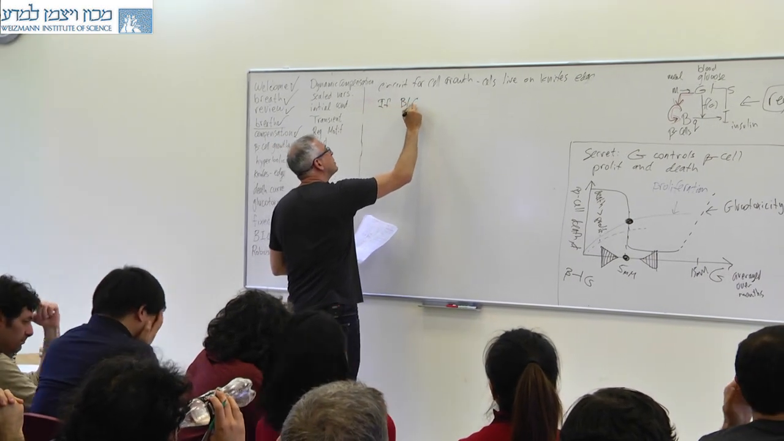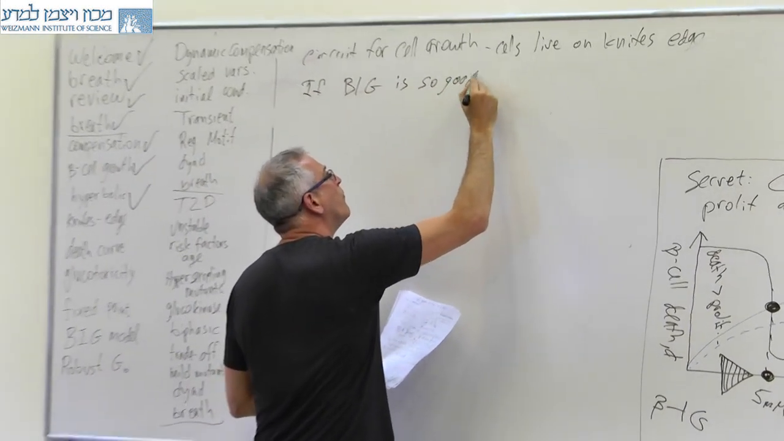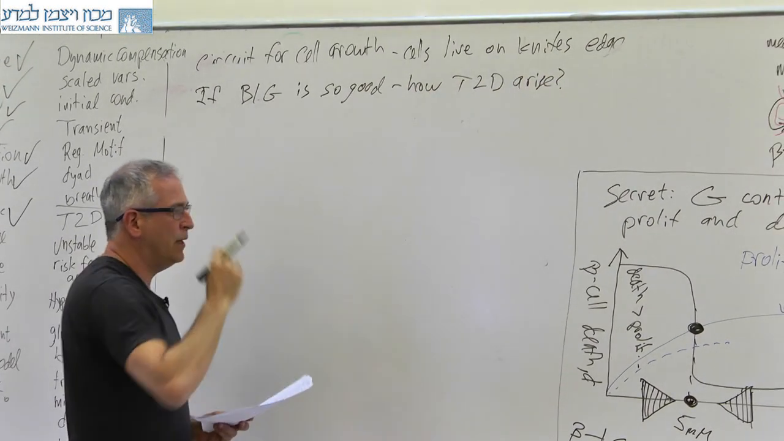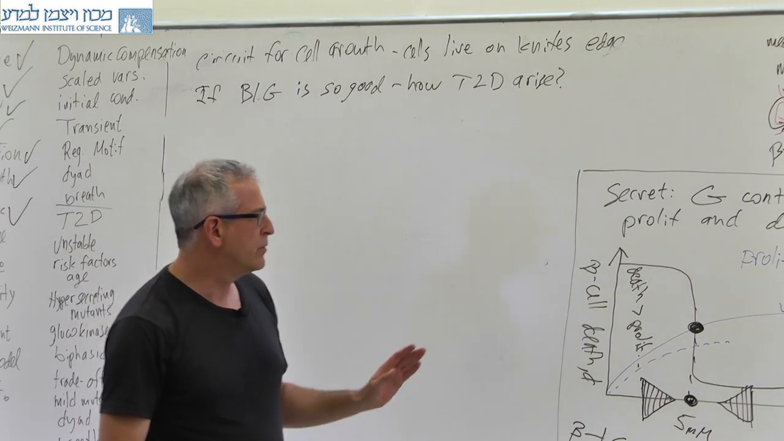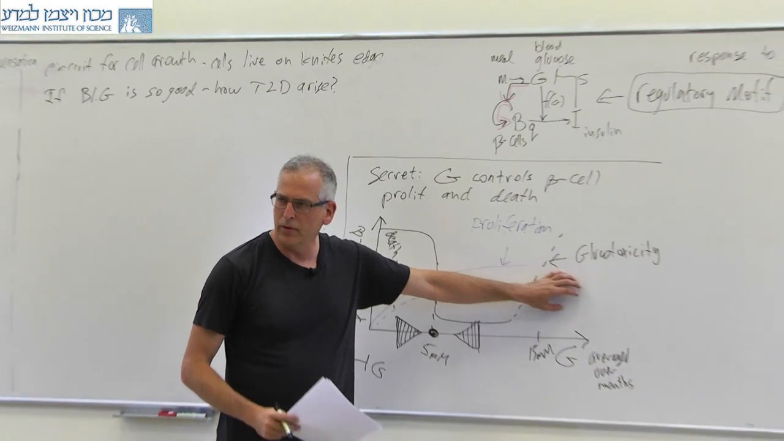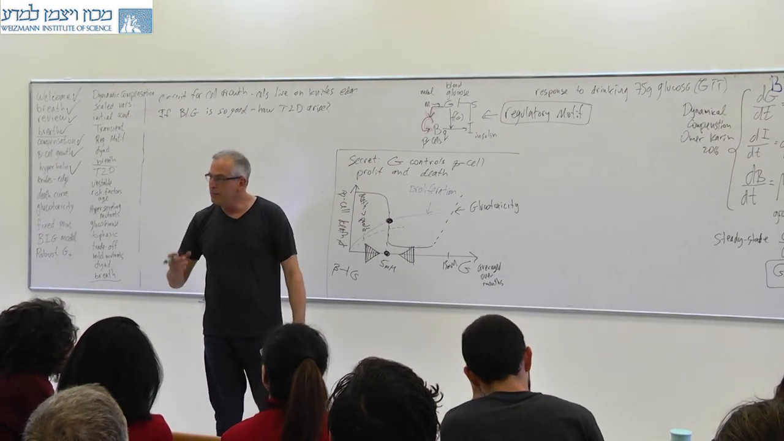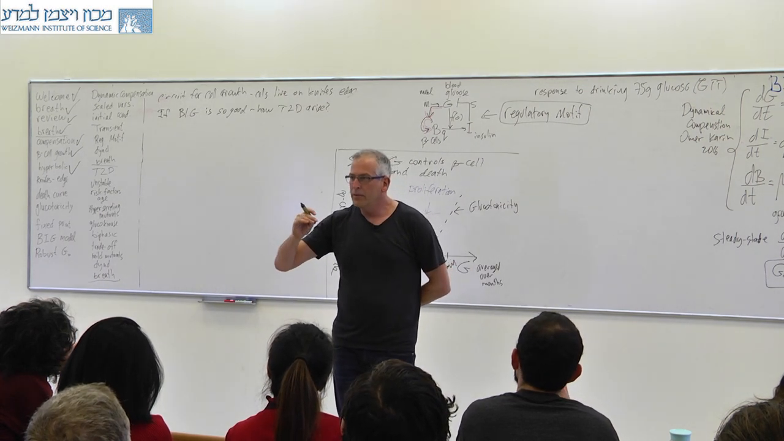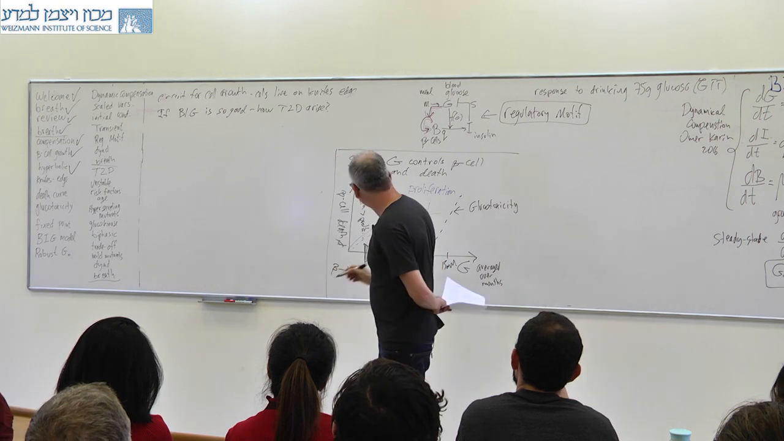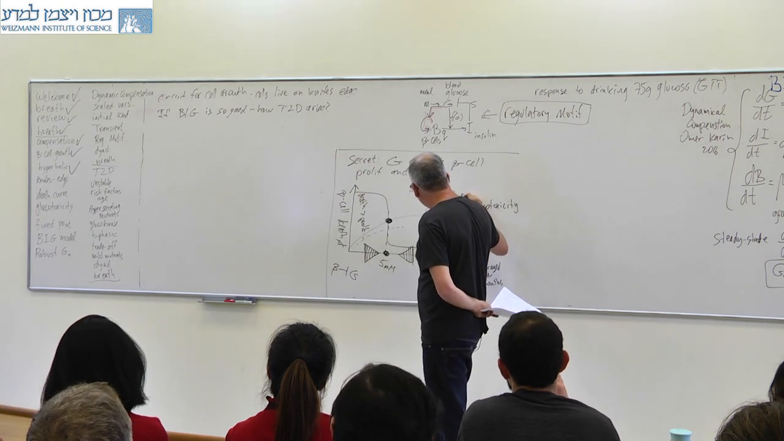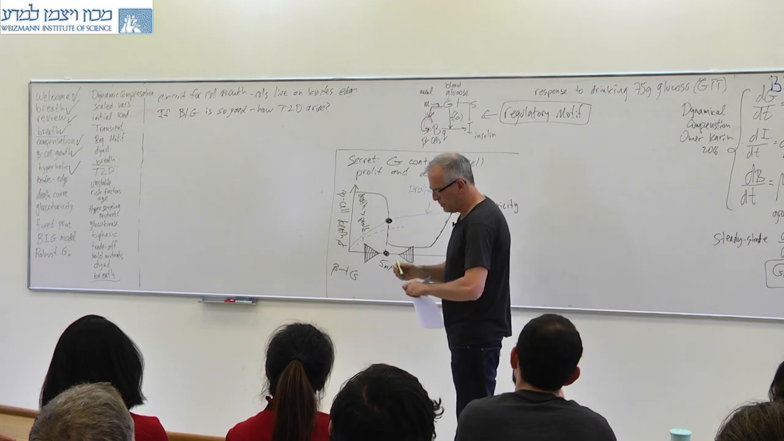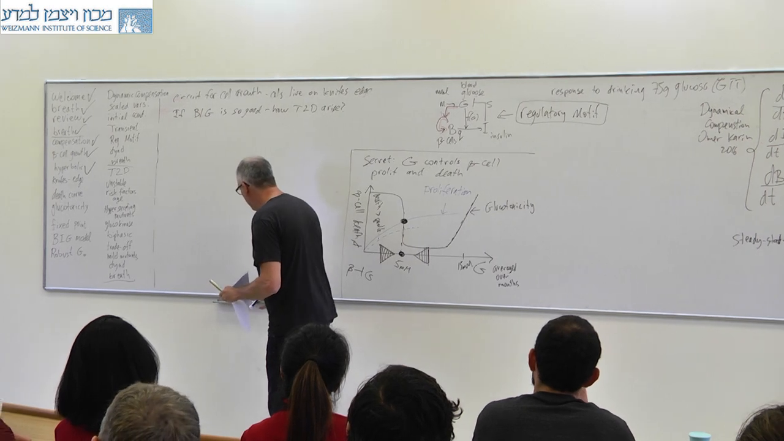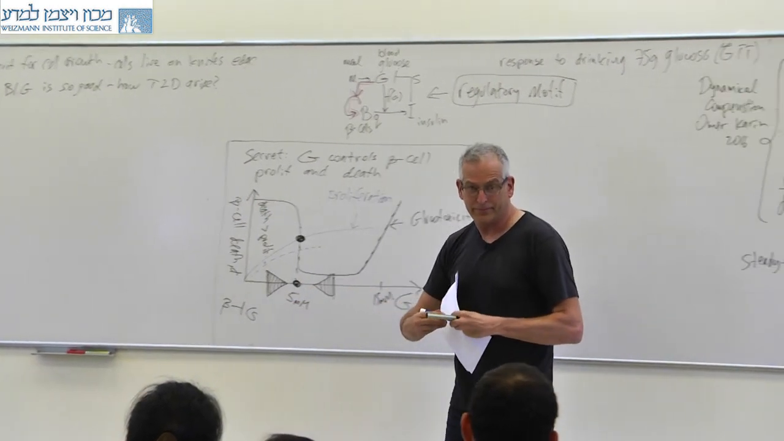If this big feedback loop is so good, how does type 2 diabetes arise? And the answer has to do with this glucotoxicity. So now I'm going to put my focus on the phenomenon that the beta cells that control blood glucose kill themselves when blood glucose is high. This is called glucotoxicity, and it's studied because it's related to type 2 diabetes.